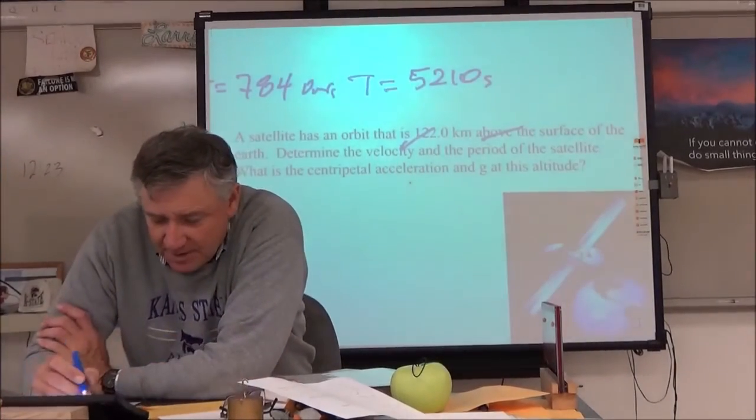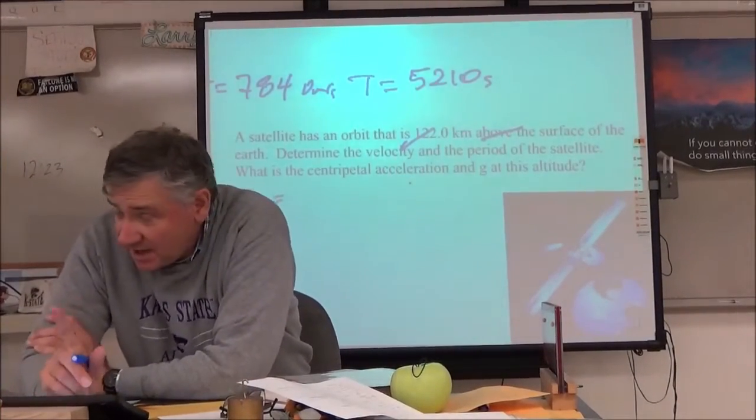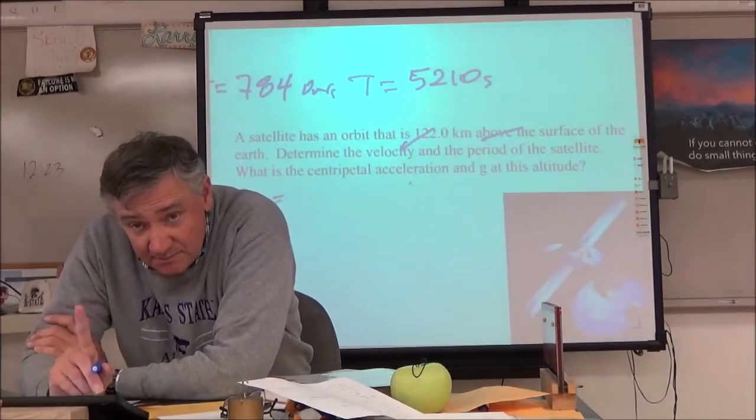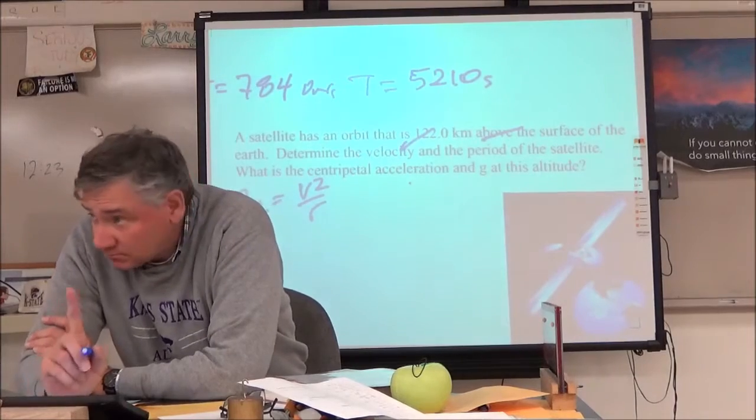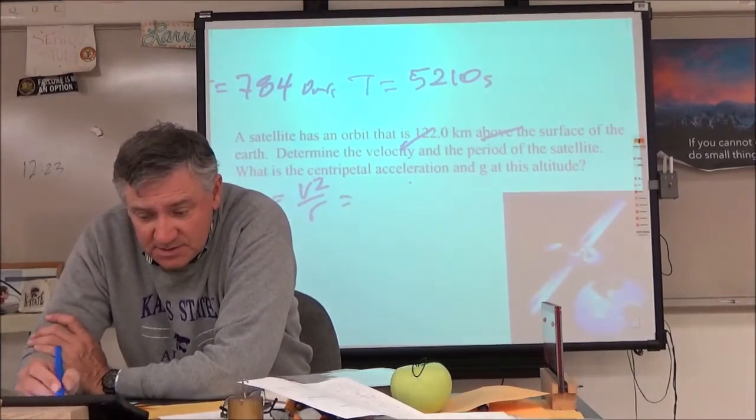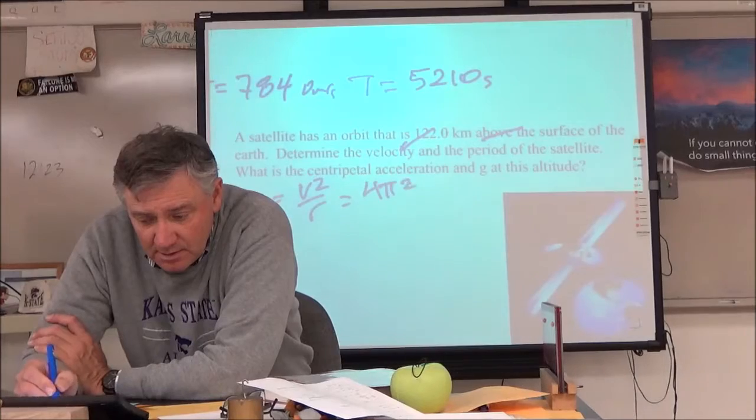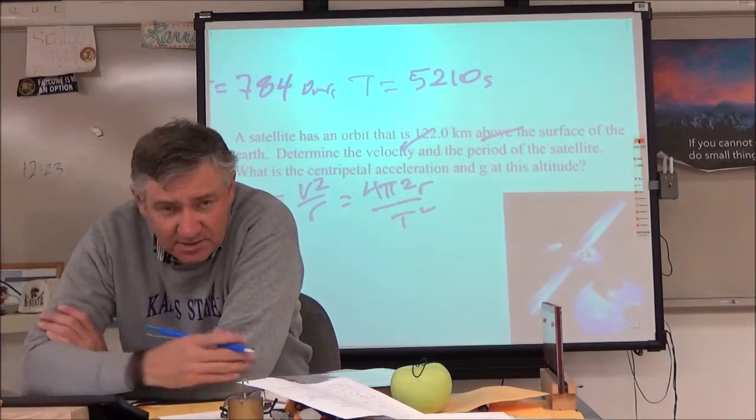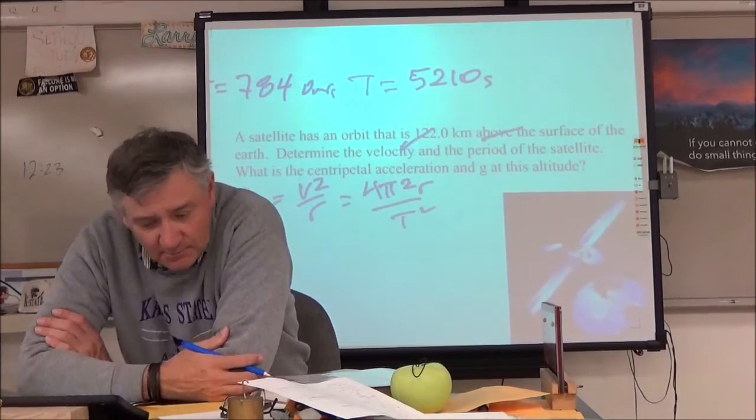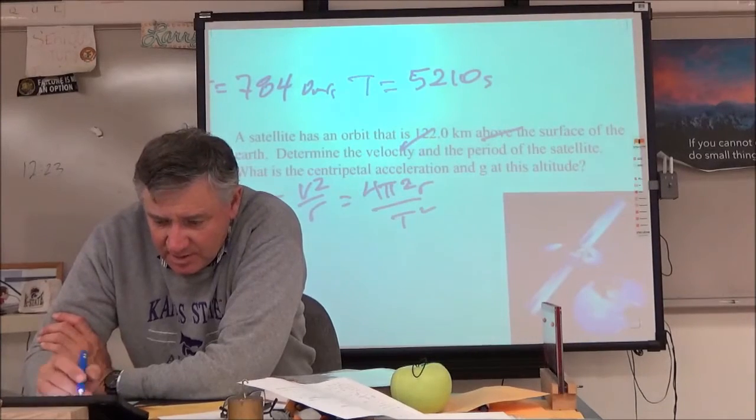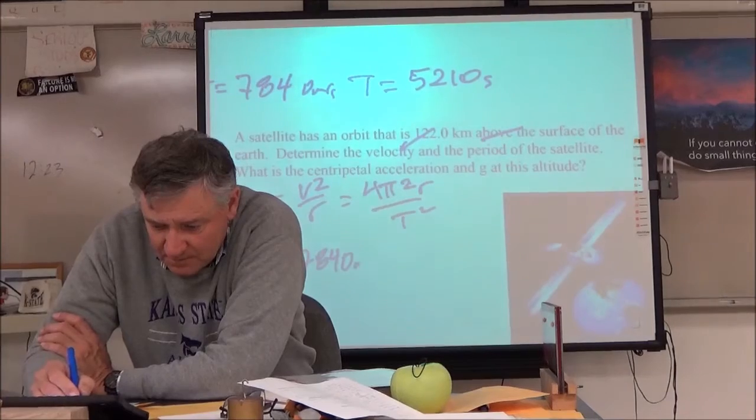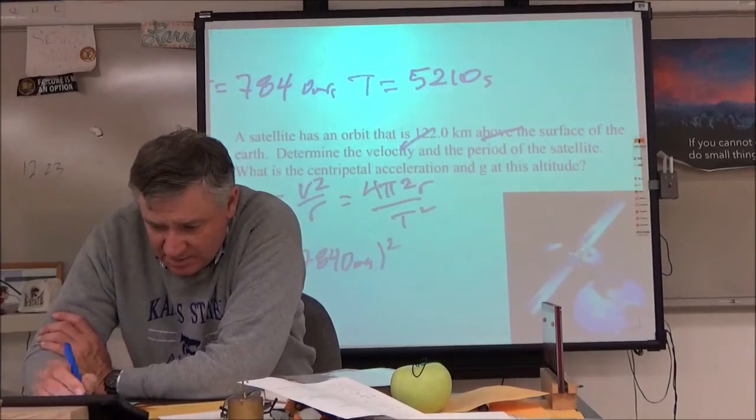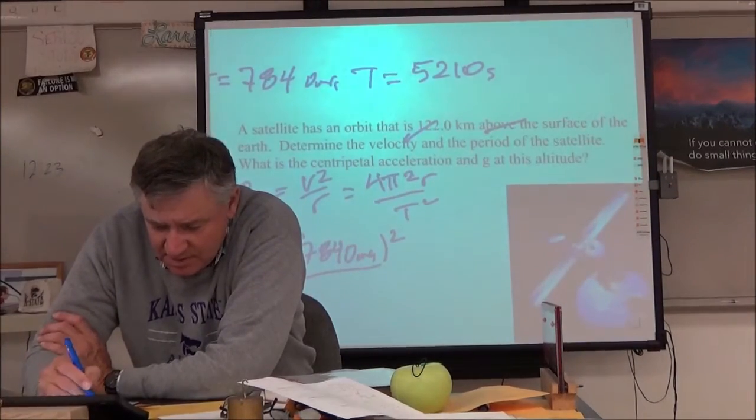Okay. Now, there's two ways you can calculate centripetal acceleration. What's one of them? V squared over R. I could use v squared over r, okay? Or I could use 4π²r over T squared. Which one do you want to do? Okay, fine, we'll use v squared over r. So we got 7,840 meters per second, and then what was that radius? 4933 times 10 to the 6th.